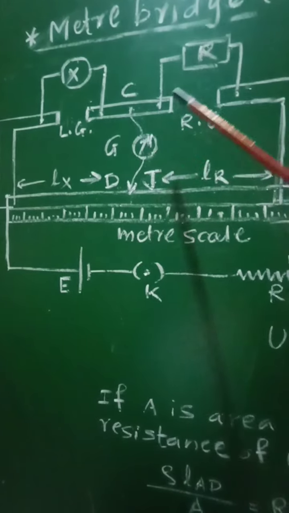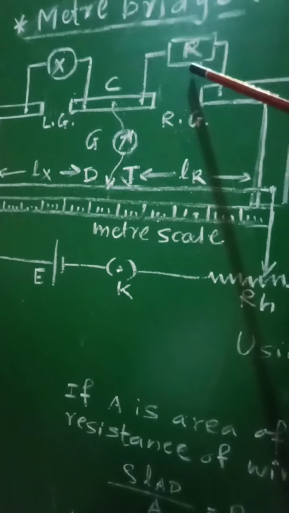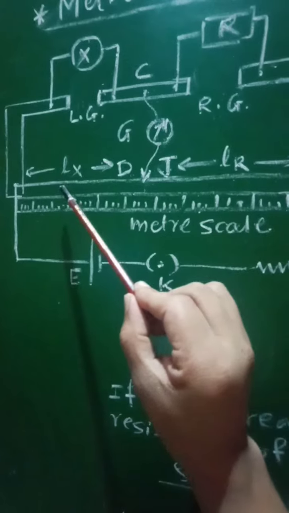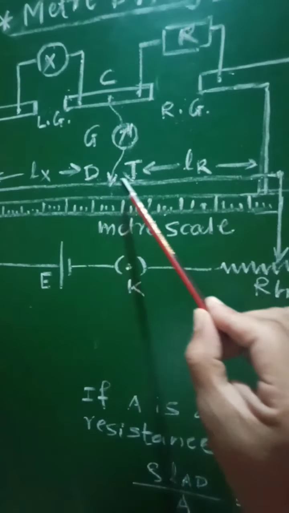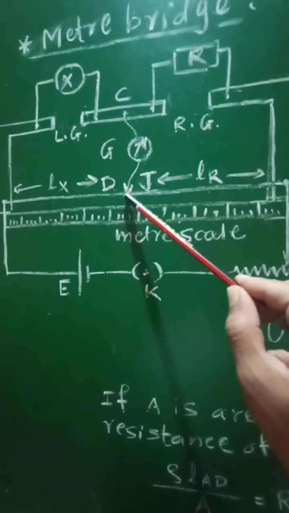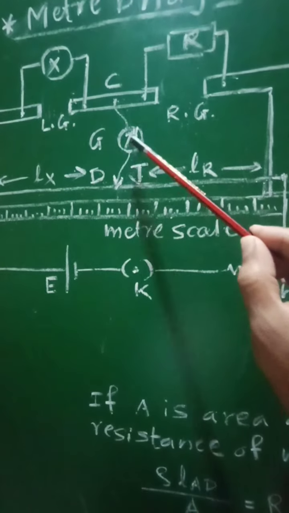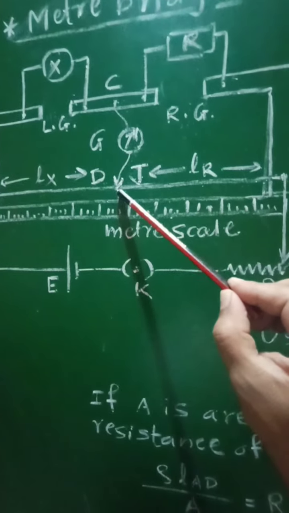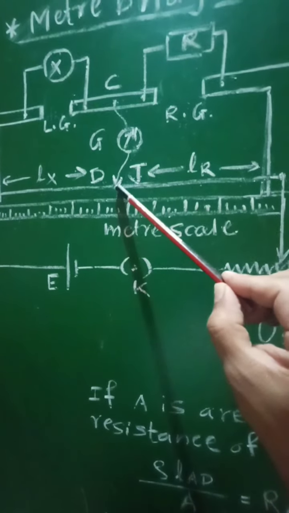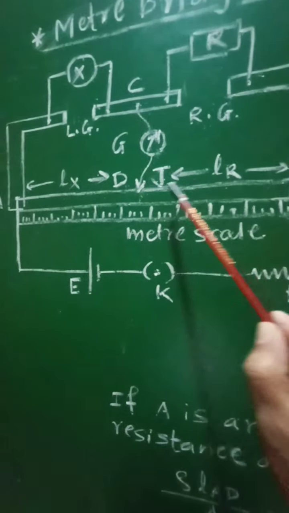So for that purpose, when the value of resistance R is selected as a proper value, the jockey will be touched at different points along the length of this wire AB, so that this galvanometer will show deflection equal to 0, that is called null deflection, at this point D only. Therefore this point D is the balance point or null point, so that this null point will now divide the wire AB into two parts, that is AD and DB.